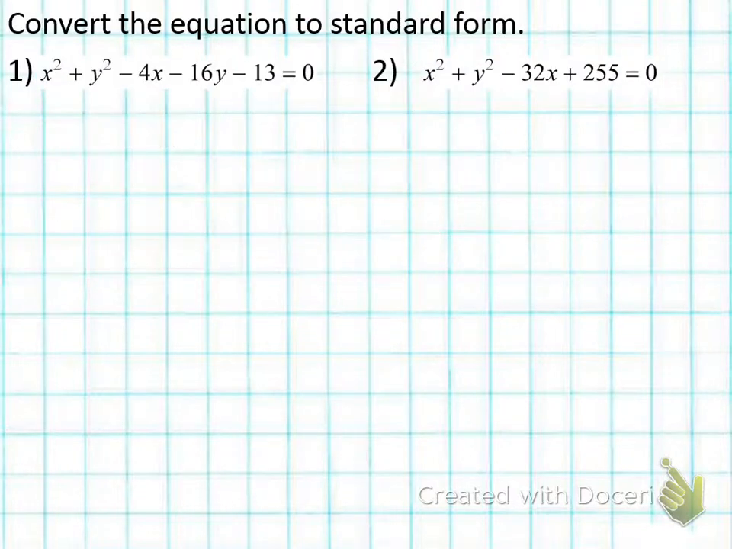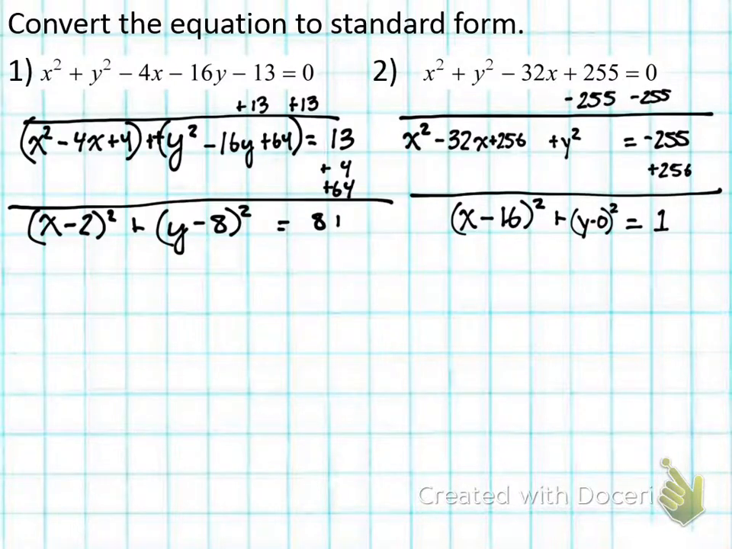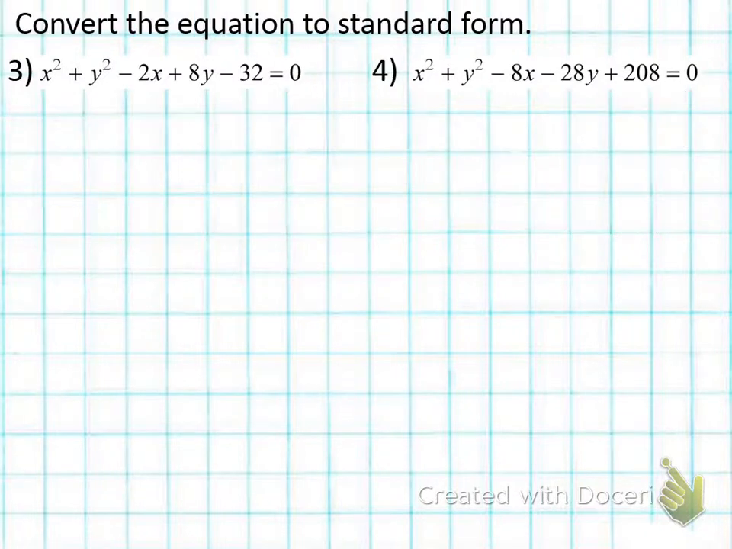Here we go. Number 1, we got x squared plus y squared minus 4x minus 16y minus 13. Number 3, we're writing everything down. x squared plus y squared minus 2x plus 8y minus 32 is equal to 0. So the first thing, look for the constants. We have minus 32. What's the opposite of minus 32? So we're going to add 32 to both sides first, and then you're going to bring the rest of the problem down. As you rewrite the problem, that's all about organization here.